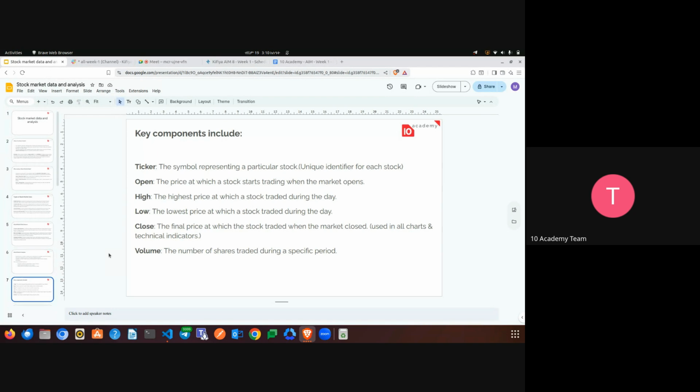So the low is the lowest price at which a stock traded during a day, and the close is the final price at which the stock traded when the market closed. This is very important for our data. Okay, it's used in all charts and technical indicators for our historical data. The volume is the number of shares traded during a specific period.